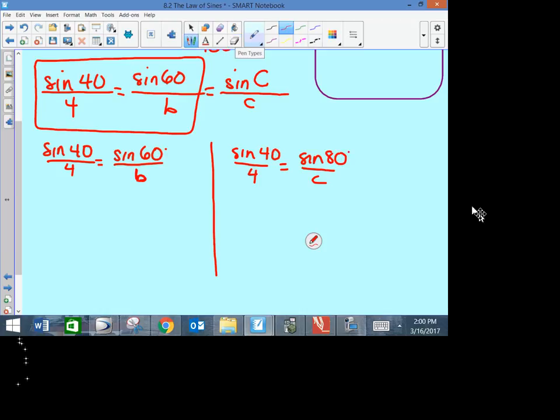Okay, these are degrees. Okay, so get your calculator out. Make sure your mode is in degrees now. Pretty much the whole chapter, it's going to be degrees.